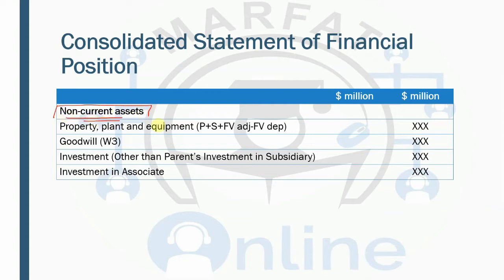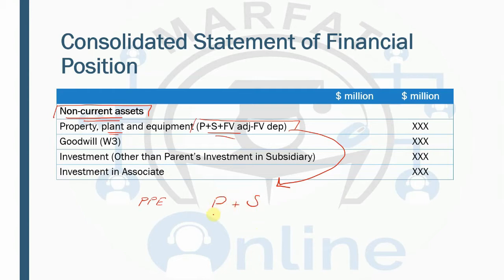In the non-current assets section, first of all, you have the PPE, property, plant and equipment. And see, there are some adjustments right in front of you. I'm going to drag it down in order to make it more clear. When you're talking about the property, plant and equipment, you're going to take the PPE of the parent and then you will take the PPE of the subsidiary. But then you have to do some fair value adjustments.